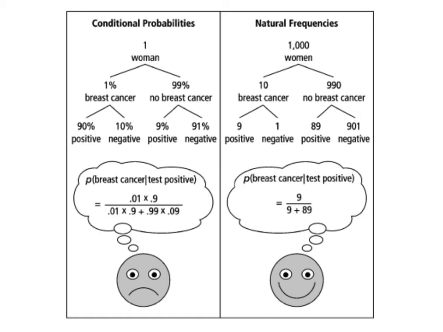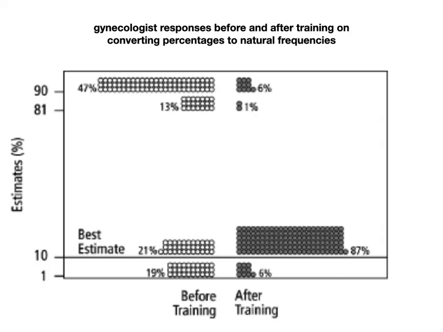So at this same convention, they taught gynecologists how to do that conversion from the percentages to actual natural frequencies. On the left-hand side, you see the answers that I showed you before. On the right-hand side, you see that a full 87% suddenly were able to get it. It's not that they were dumb, it's that they were just not primed. They didn't have the tools in their kit to quickly parse this stuff.